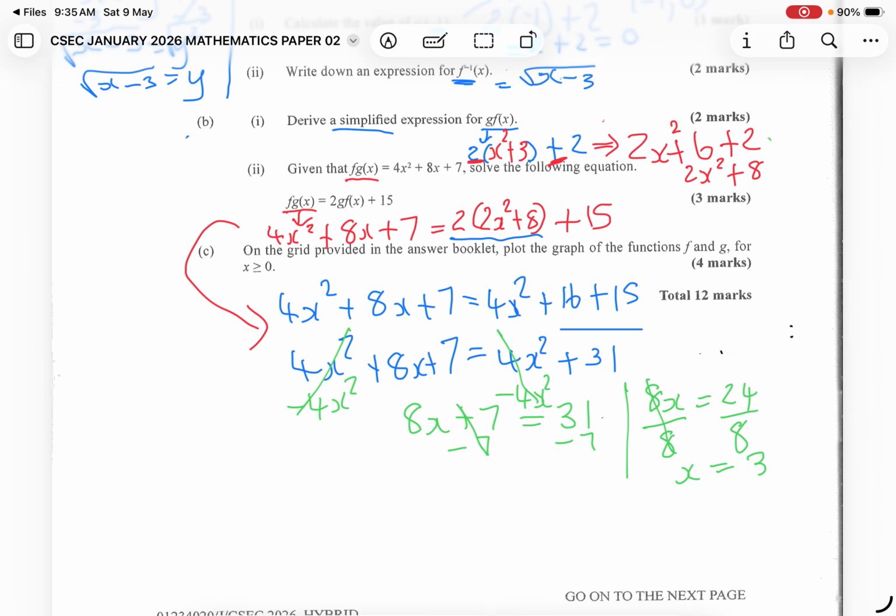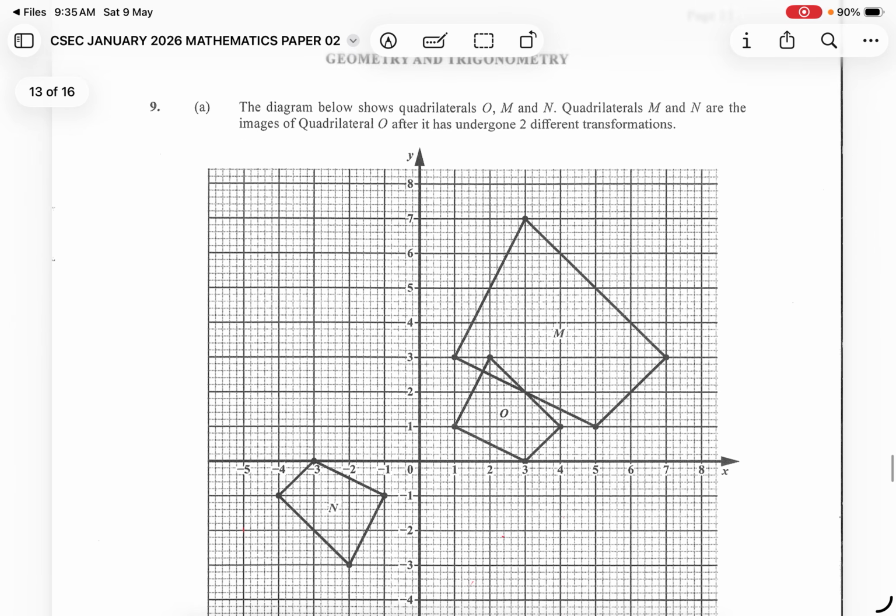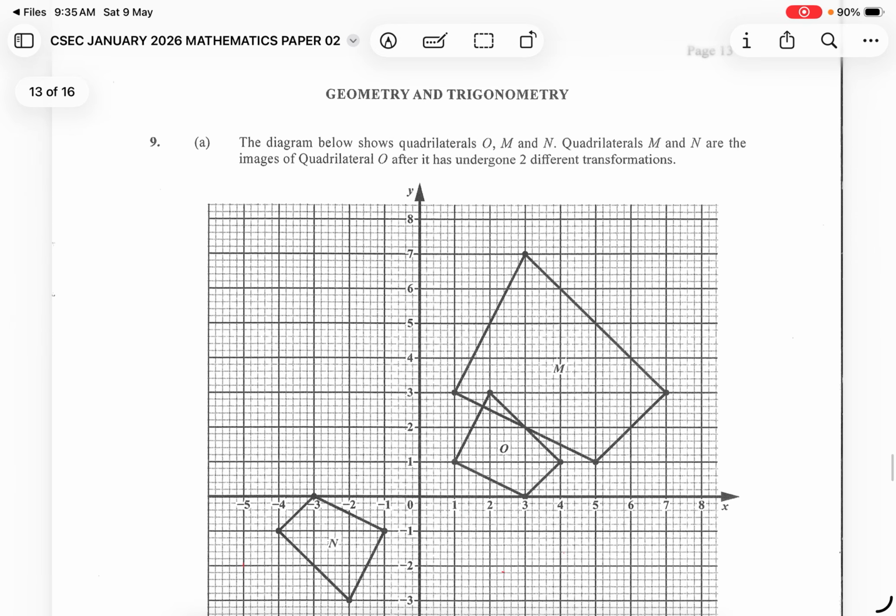All right, let's continue. Geometry and trigonometry. So we are at the geometry section first. The diagram below shows quadrilaterals O, M, and N. Quadrilaterals M and N are the images of quadrilateral O. I'm going to highlight this here because when it comes to transformation, the very first thing you want to know is which of those shapes is your image. Because when we transform, we want to know, where did I start? Where did I go?